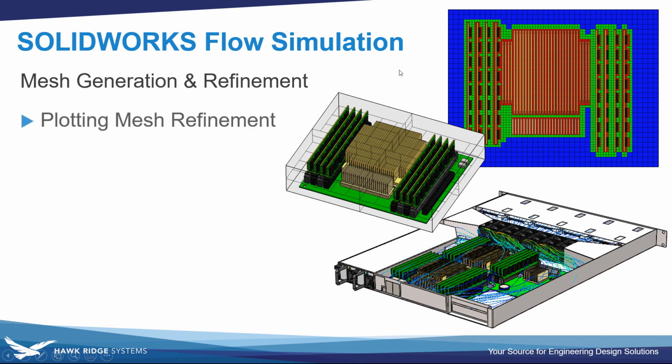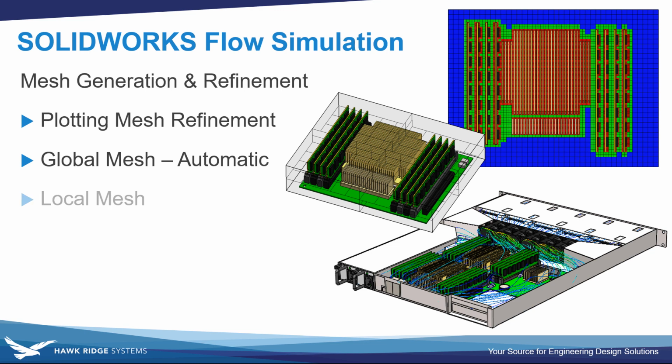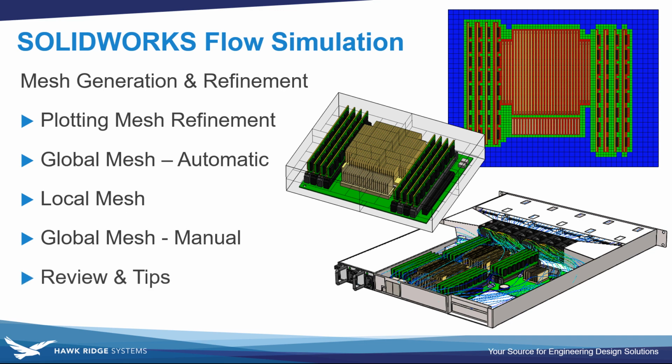So in this video, we'll be going over how to plot the mesh refinement inside flow simulation, a lot of the options that pertain to the global mesh and its default automatic mode. We'll go over how to place local mesh refinements where we need them, the manual mode that's available for global mesh, and then review and tips. And there's timestamps in the description if you want to jump ahead to any of these sections.